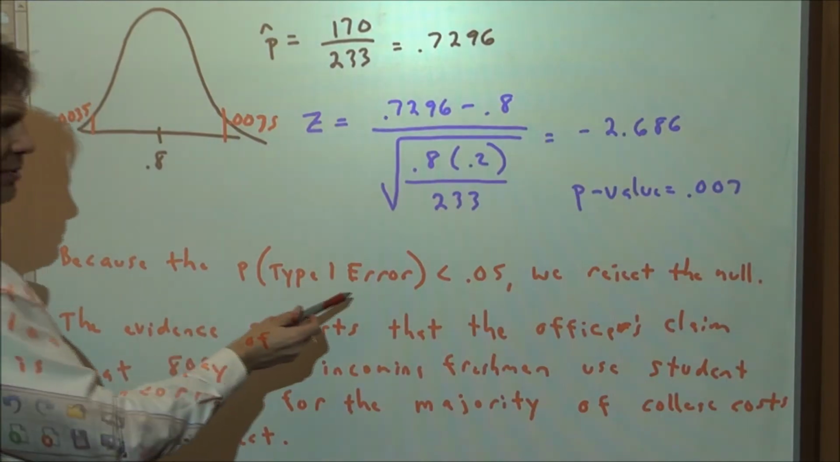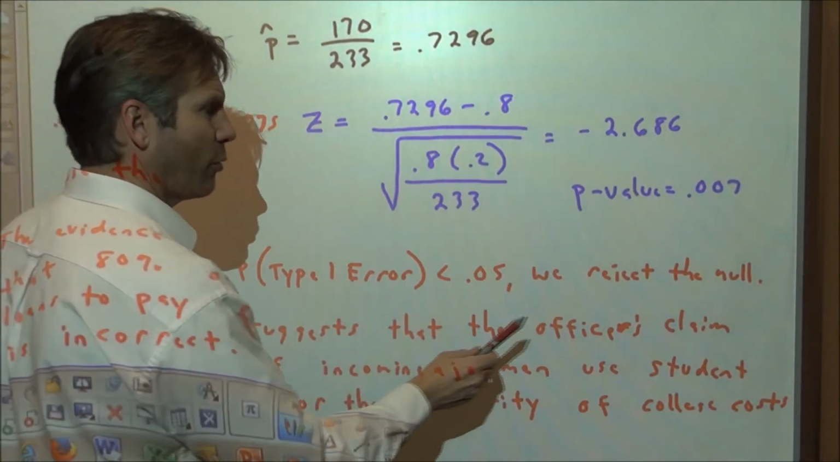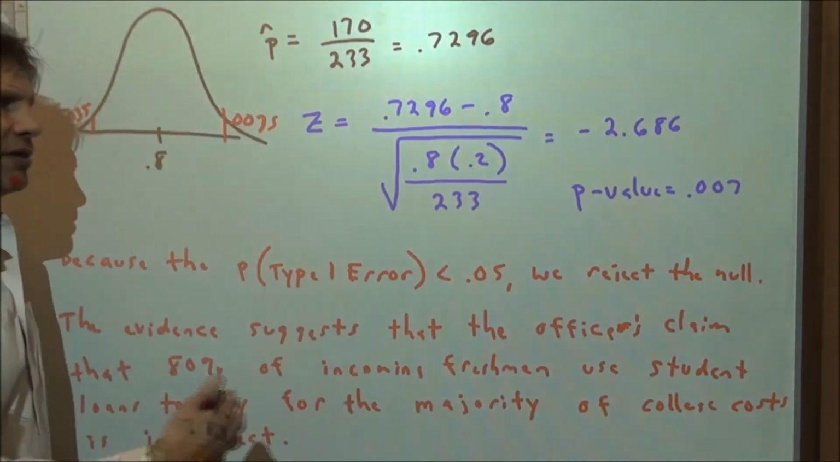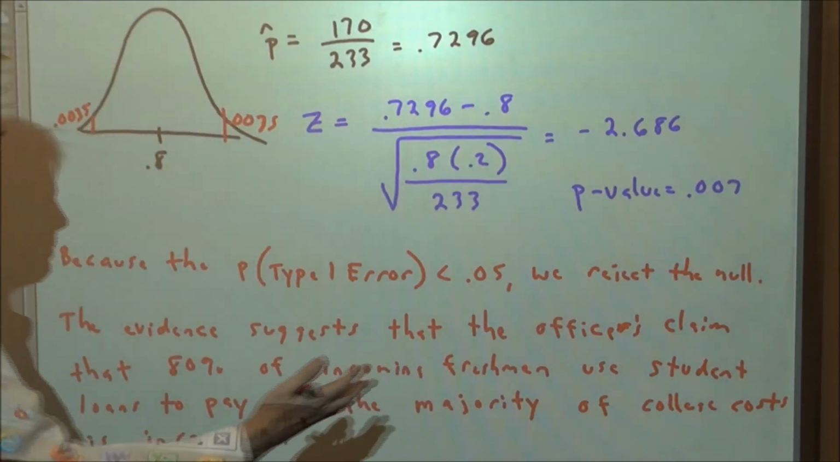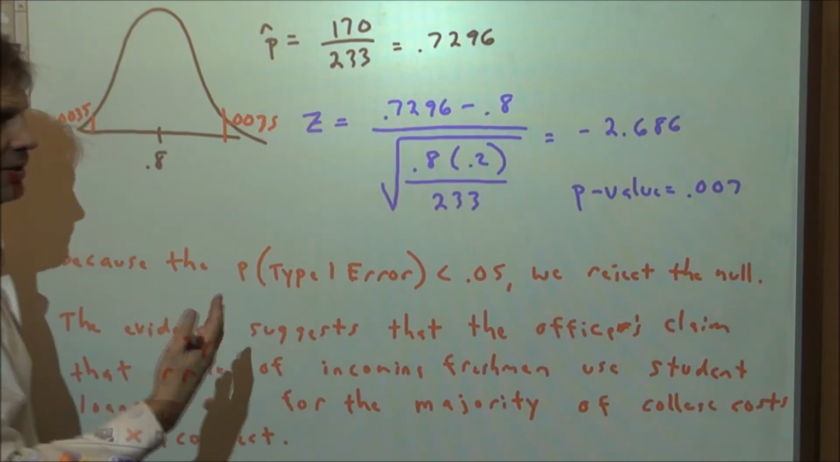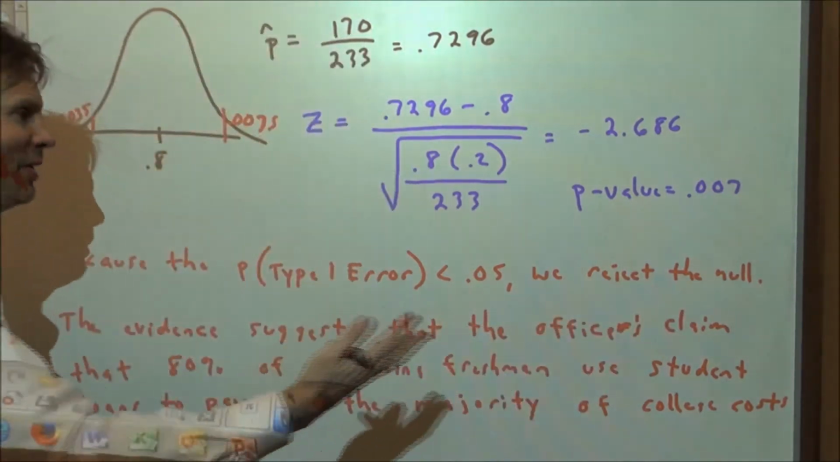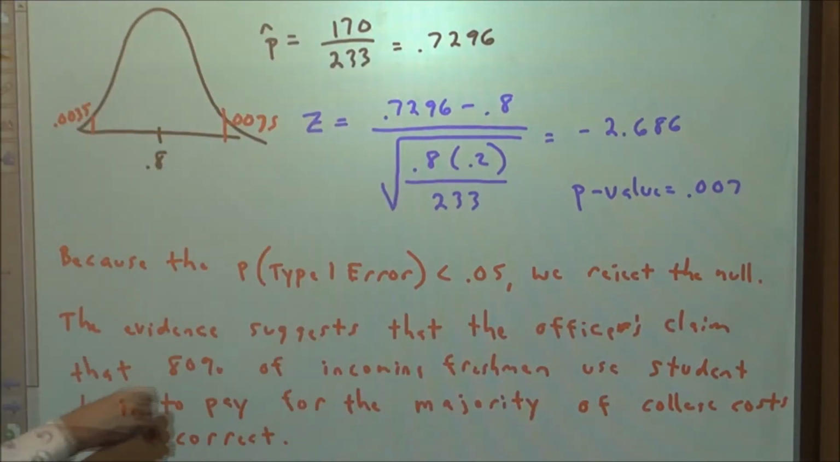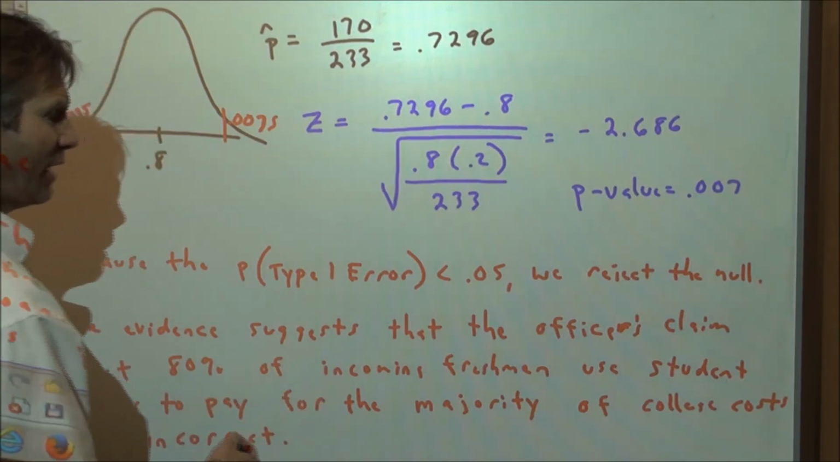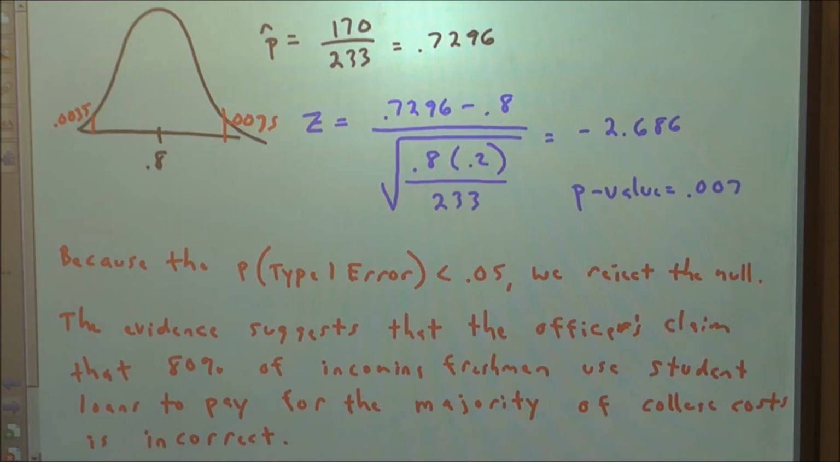So because the probability of a type 1 error is less than 0.05, we reject the null, and then we have to put it in layman's terms. What does that mean if we reject the null? So we say it in a way that others can understand. We say, hey, the evidence suggests that the officer's claim that 80% of incoming freshmen use student loans to pay for the majority of college costs is incorrect.